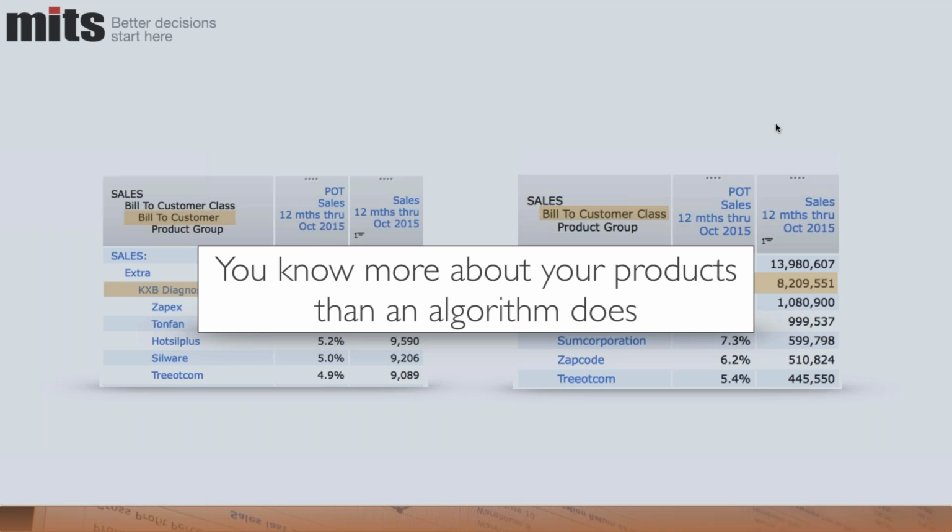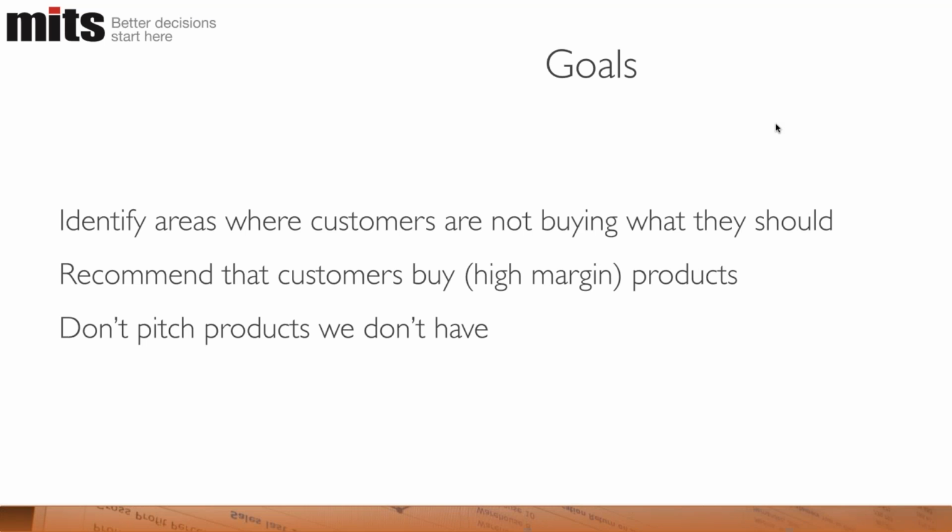All right, so we did this kind of research, we thought through some of these things, we looked at all this different stuff. We came down to, here are the goals that we wanted to accomplish. This is what we're really trying to do. We want to identify areas where customers are not buying products that they should. Recommend that customers buy products, but a little parenthetical, high margin products.